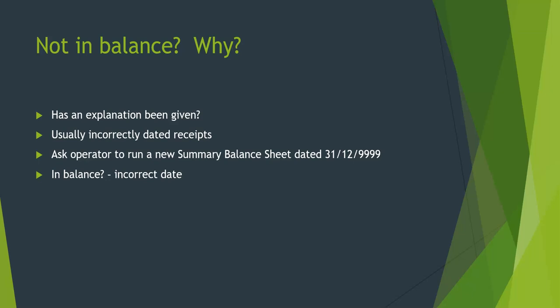So then they can go off, run an audit trail, find the incorrect date and make the necessary adjustments, or just write a note to the accounts. If, however, it is still not in balance at this very far in the future date, then it almost certainly means a transaction has gone in without a date, and so they'd need to contact ISTech in order to get some support to put that right.